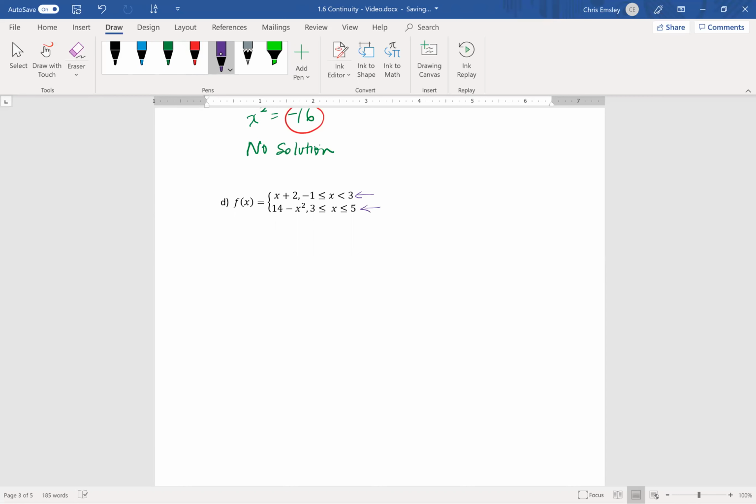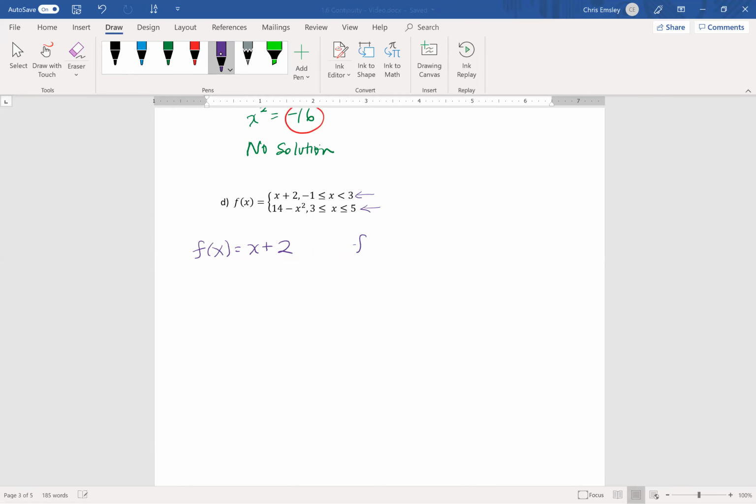So the first part of this function, x plus 2. Well, think about what does x plus 2 look like? What's that graph? It is just a linear function. It's just going to be a straight line. So that function by itself would be continuous. It's continuous from negative 1 to 3, or it's even continuous on all real numbers. So that function we know is continuous.